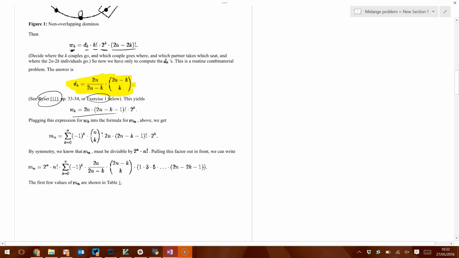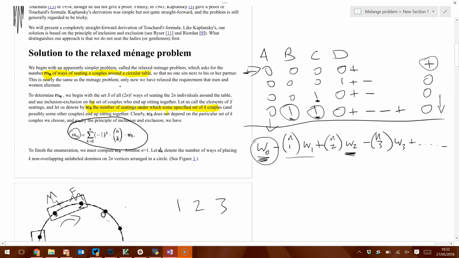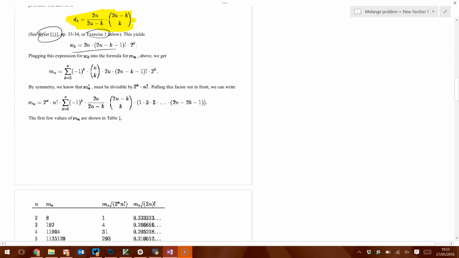plugging this expression into the formula for m_n above. So remember, we had minus 1 to the power of k times n choose k times w_k. So we're sticking w_k into this. We get that, so that's just stuck in, I think. Now this bit, I wasn't sure. I think this line, he's explaining why he's pulled that out, why he's known that that's something that comes out of this sum. I don't know, to make it easier to work out.